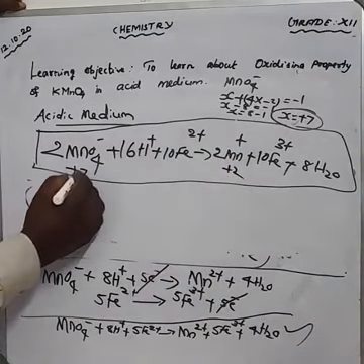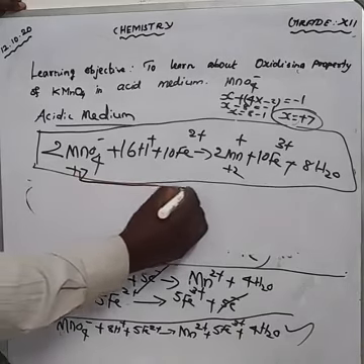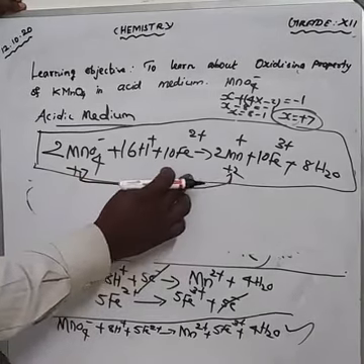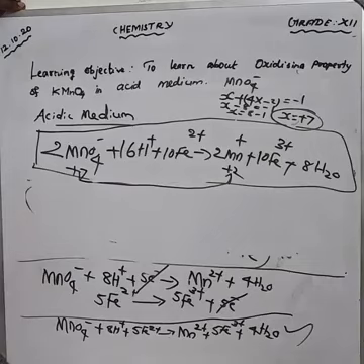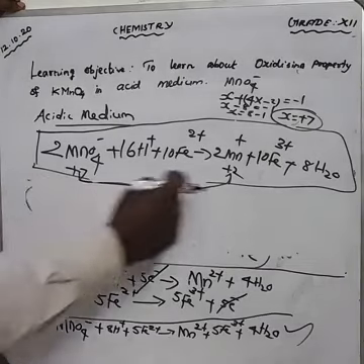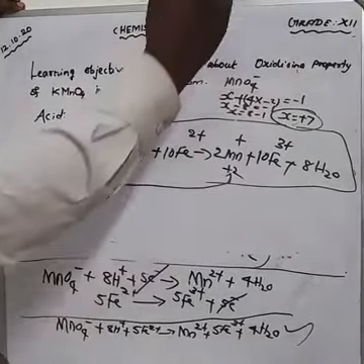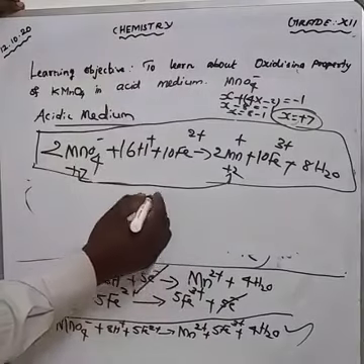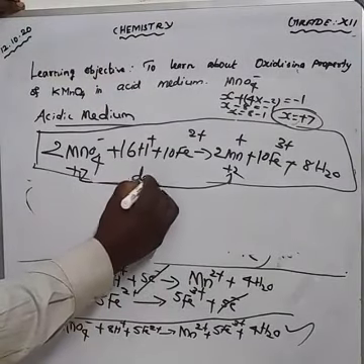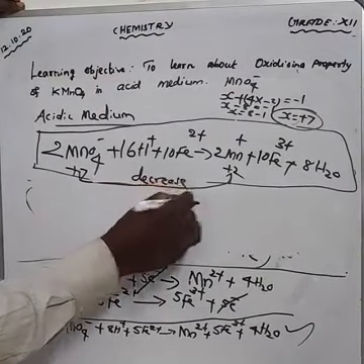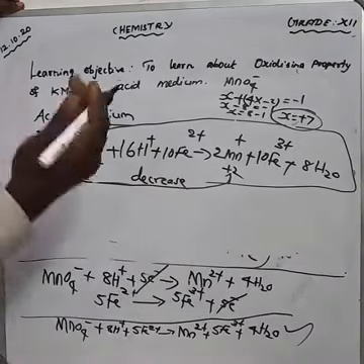Now please tell, is the oxidation number increasing or decreasing? Plus 7 to plus 2. Increase or decrease? Decrease. Okay, decrease. So it is what? Reduction.